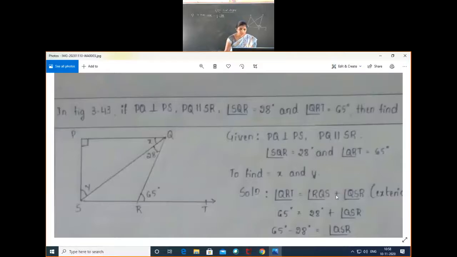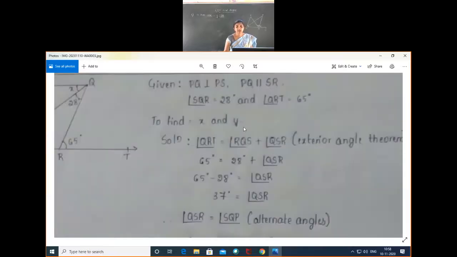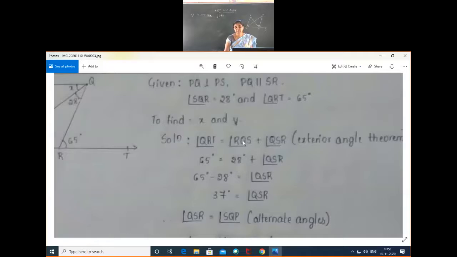We'll continue. Just list out the given data: PQ perpendicular to PS and PQ parallel to SR. This one angle is given, to find x and y. First we have to apply the QRT exterior angle theorem. QRT is equal to RQS plus QSR. QRT is 65, RQS is 28. Then QSR we have to find out, that is 37 degrees.